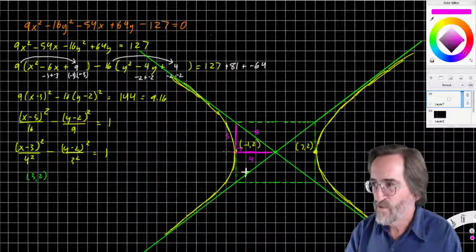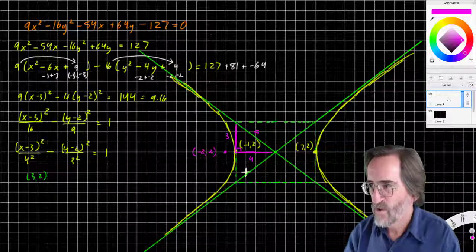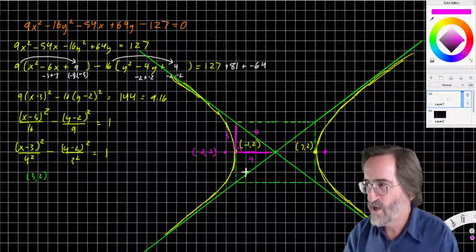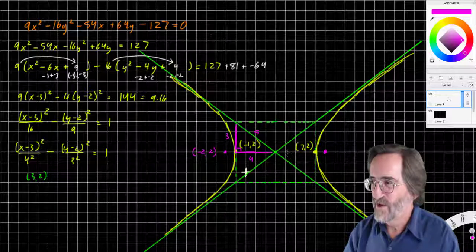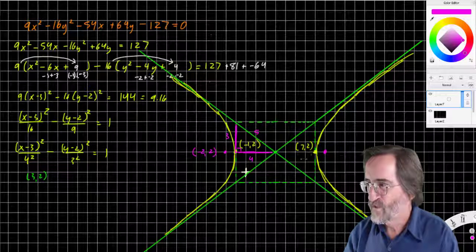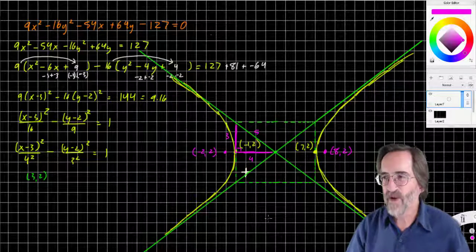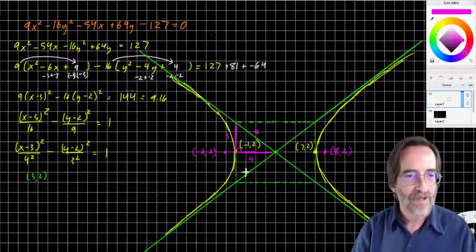And so the focus here is right down here, 5 to the left. The focus here is, in this case, (negative 2, 2). And this focus is right here, 5 to the right of the hyperbola center, which is (8, 2). So the Pythagorean theorem helps us to find the focus or the foci as well. All right, that's it.